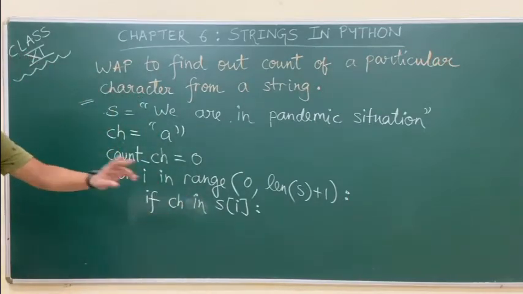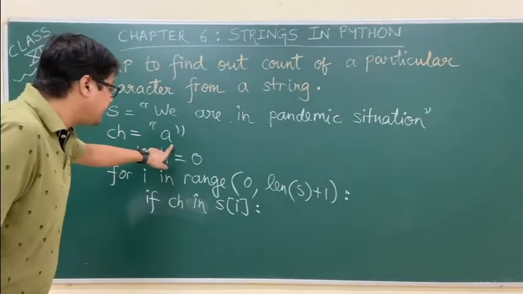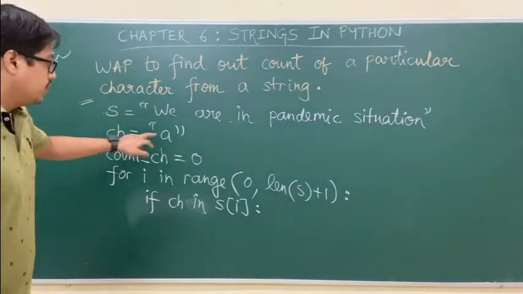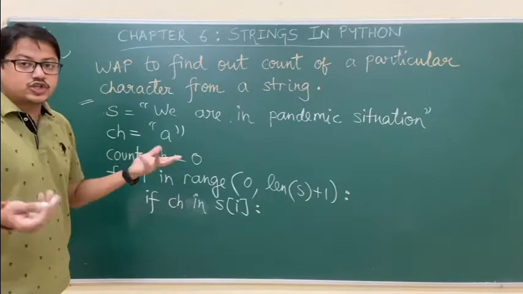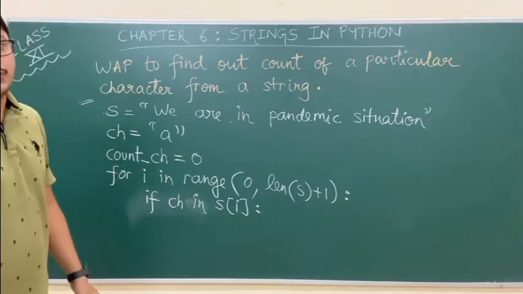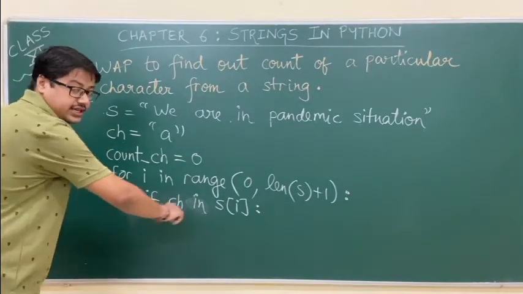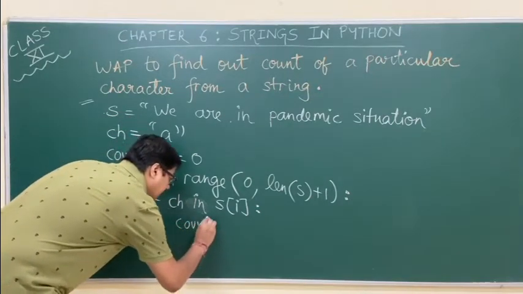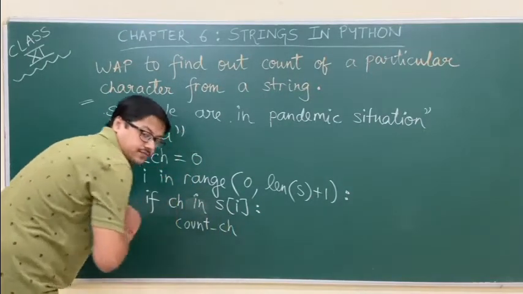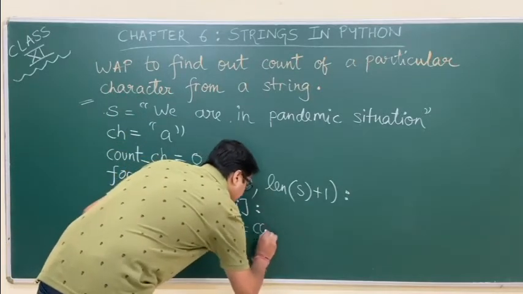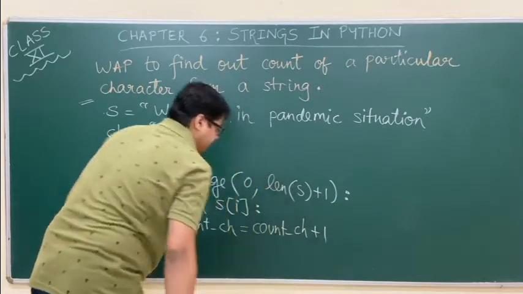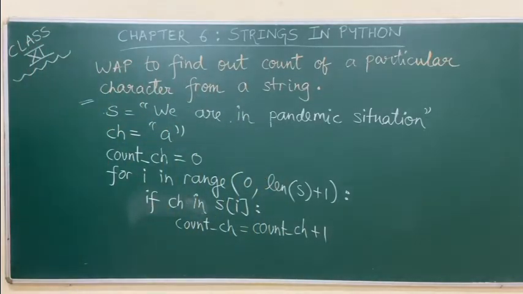So if CH in S of I means if A is encountered here, what should we do? We should increase the count. So if CH in S of I, we will write a statement: count of CH equal to count of CH plus 1. I will explain what is the need of this statement.